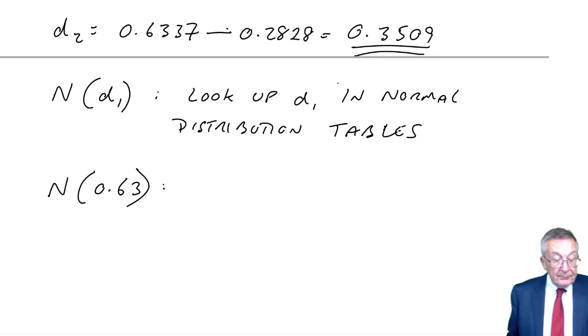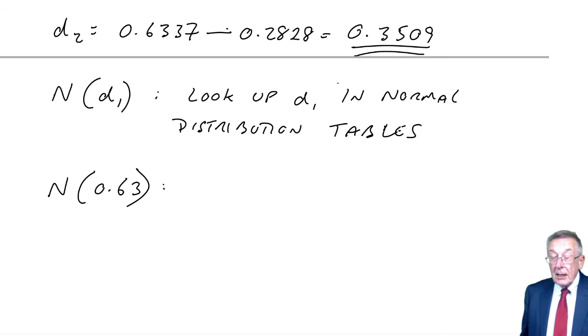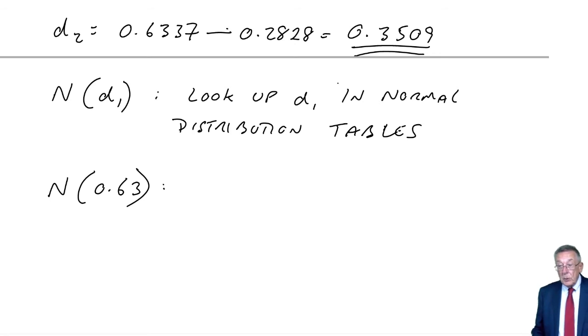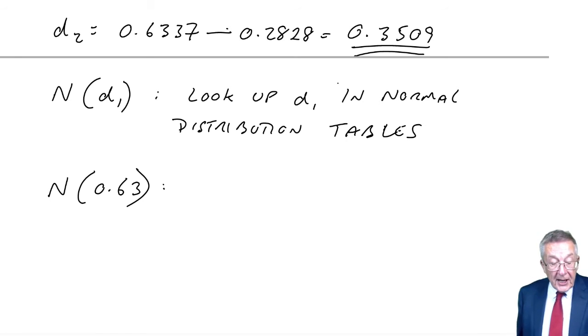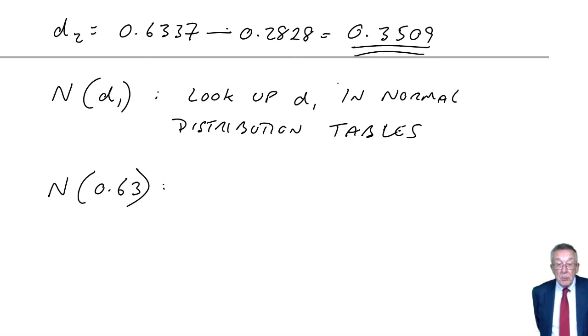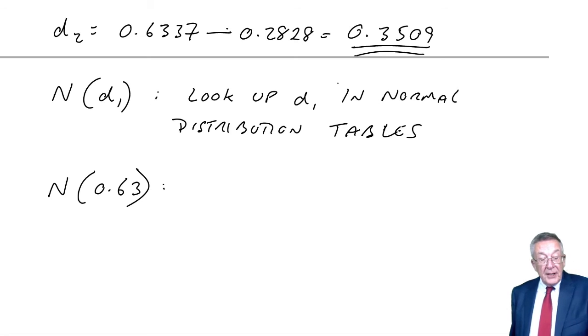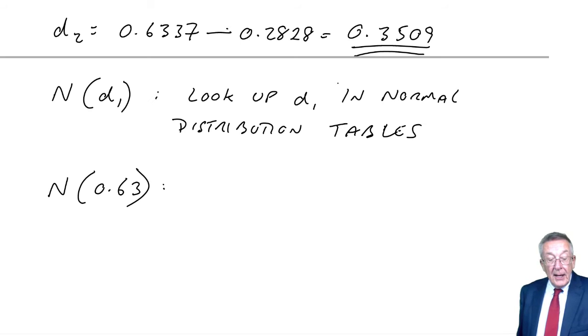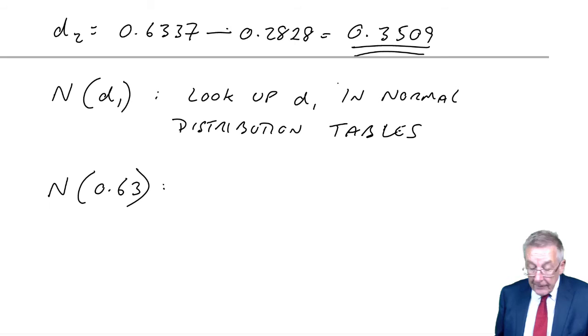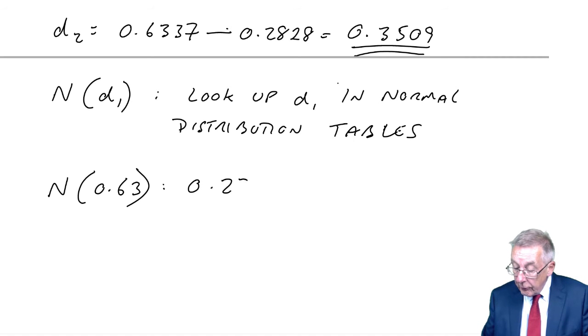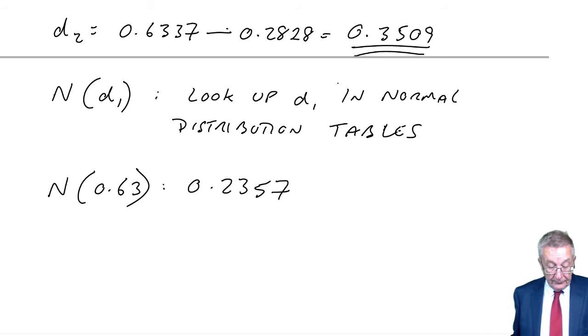And the way we look it up, we look up directly. Last time we were working backwards. Down the left-hand column is to 1 decimal place, so 0.0, 0.1, 0.2, 0.3, and so on. Along the top is the 2nd decimal place. So for 0.63, first place is 0.6 down the left-hand column, so it's that row. And as you move along, we've got 0.60, 0.61, 0.62, 0.63. I get 0.2357.